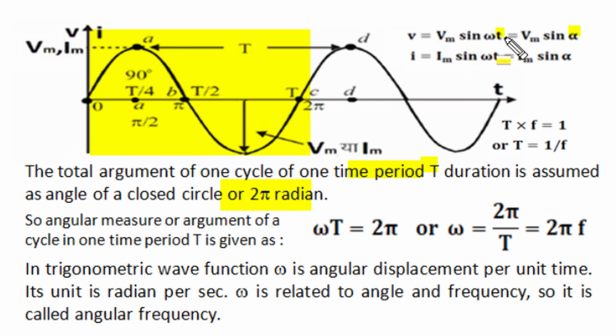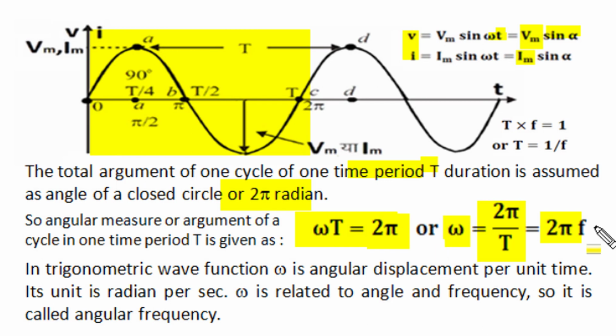So when this small t becomes capital T, this argument omega capital T will become equal to 2 pi radian, and from this expression we can find the relation of omega, which is 2 pi divided by time period, and 1 by time period is frequency. So this omega is 2 pi f. This omega gives a relation between angular measurement and frequency. So here this omega is known as angular frequency, and it is measured in radian per second.